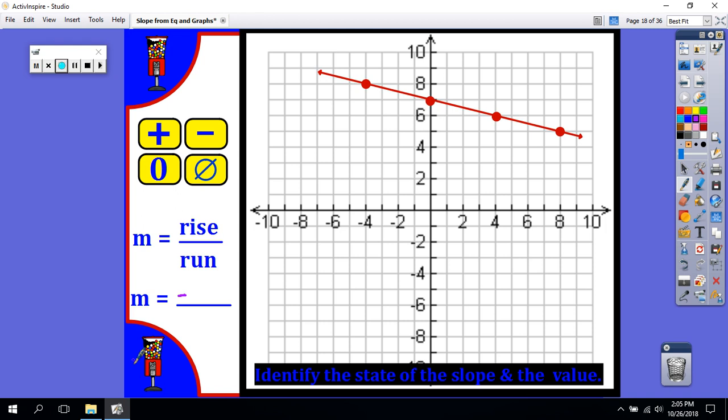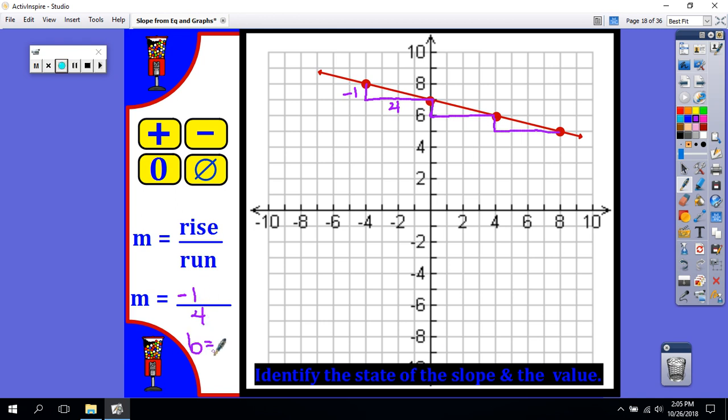Okay, now we're still going to start on the left side at the first point. But notice this time we're not going up. We can't rise. We're going to go down. So that's where our negative comes into play. Instead of rising up, we're going to rise down 1. So that makes a negative 1. We're going to run 1, 2, 3, 4 to the right. So we're still running to the right in the same direction. Down 1, right 4. Down 1, right 4. So that would be a negative 1 over 4.